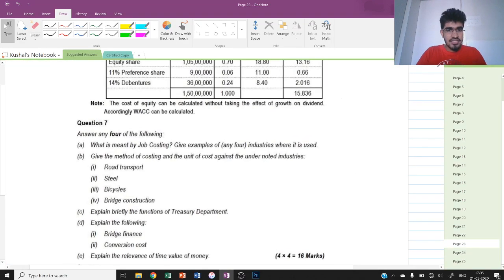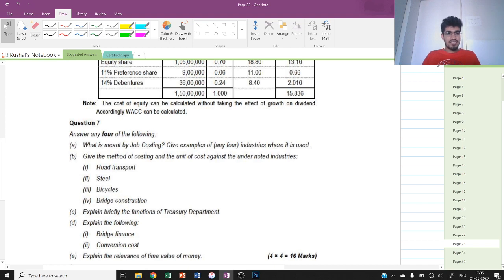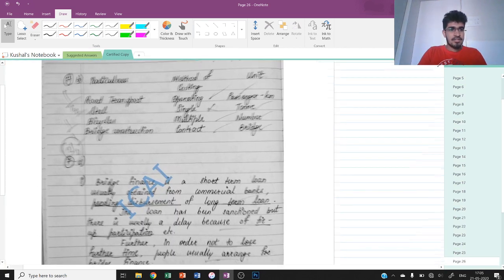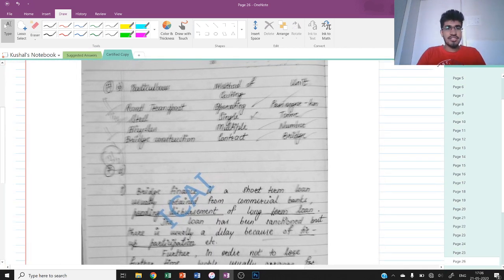Give the method of costing and the unit of cost against the undernoted industries. Okay, this is also easy. Road transport, steel, bicycles, and bridge construction. So for road transport, the method of costing used is operating and the unit is passenger kilometer. For steel, it is the method of costing, I had written it as single, but the answer was different, and the unit is nothing but ton. So bicycles is multiple costing, unit is number, and bridge construction is contract costing, and the unit is bridge.